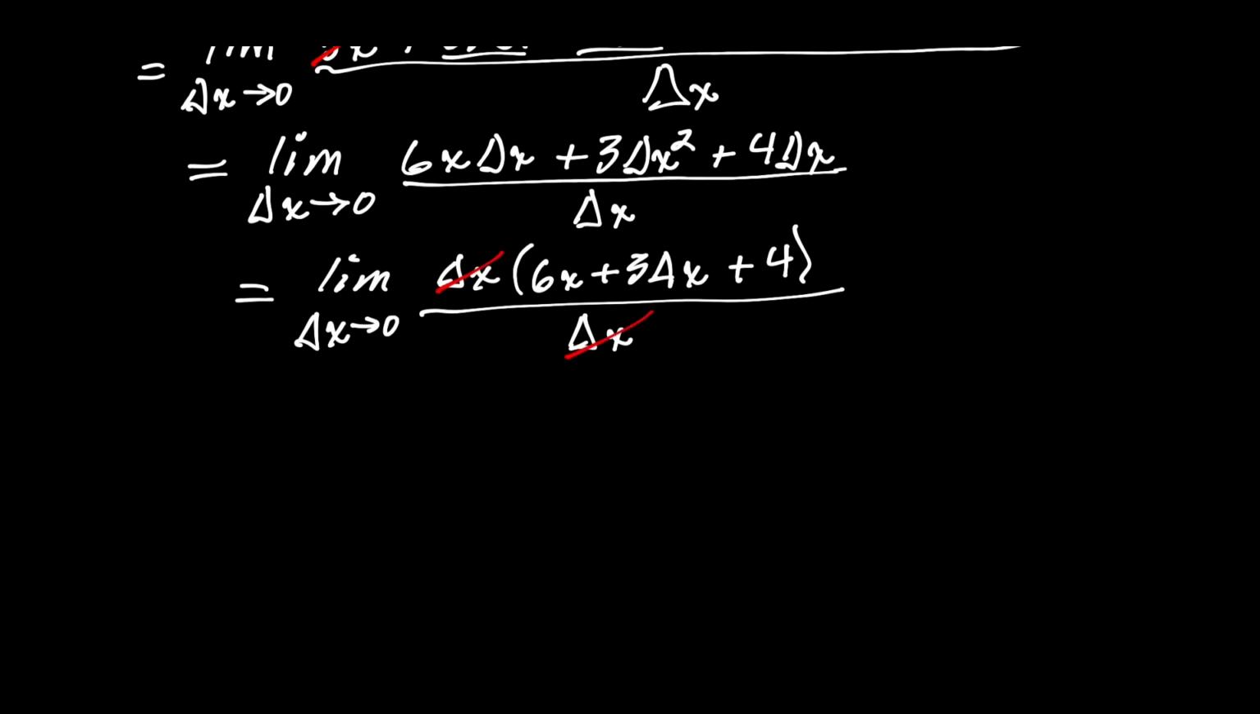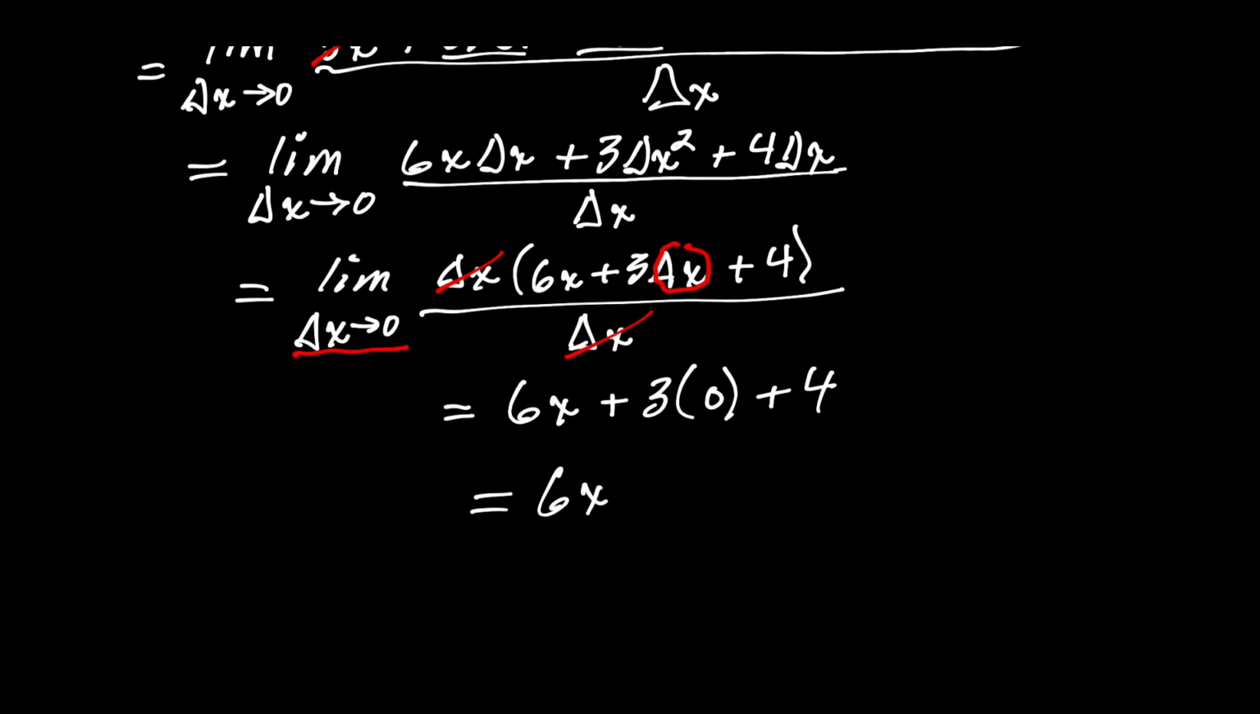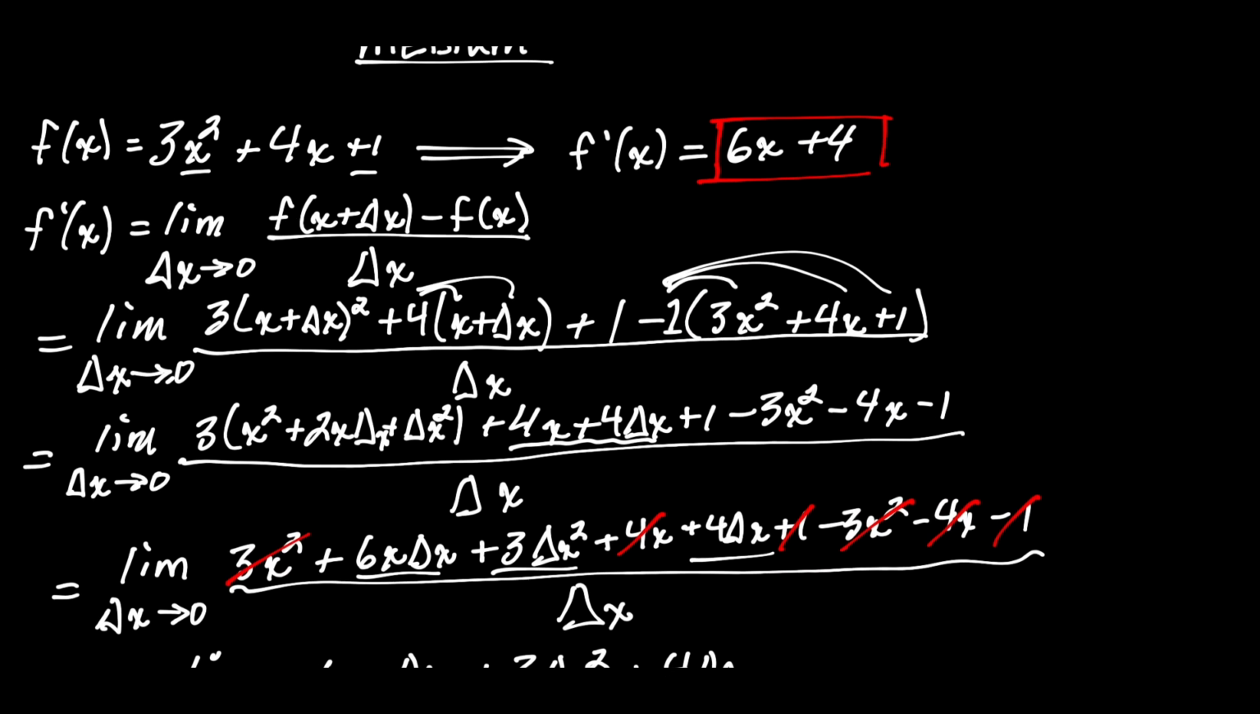So I'm going to go to direct substitution now and put a 0 in place of delta x. So that would give me 6x plus 3 times 0 plus 4. And there we have it, 6x plus 4. So I'm going to go back up, double check. Is this the same as what I knew the answer would be using the power rule? Scroll back up, and yupper, right there it is.